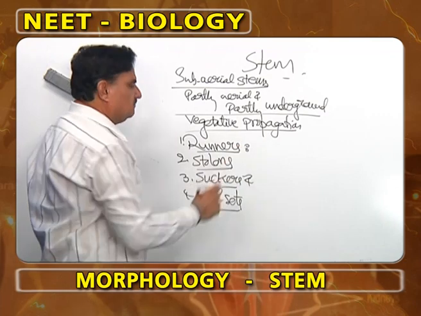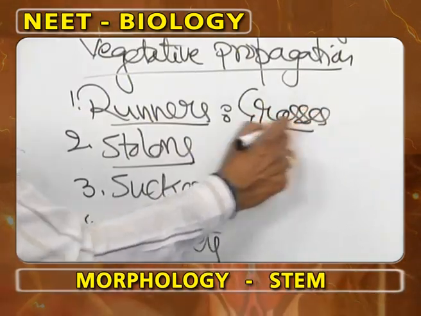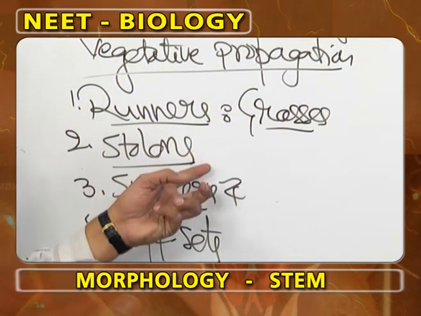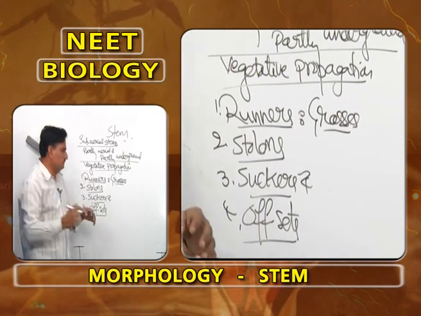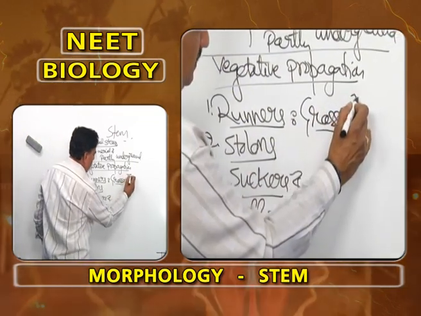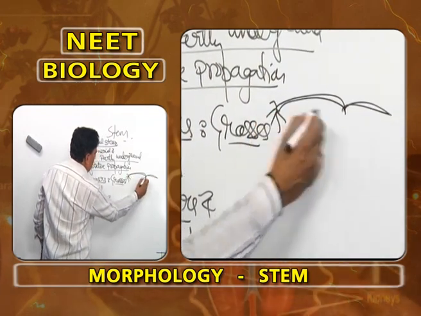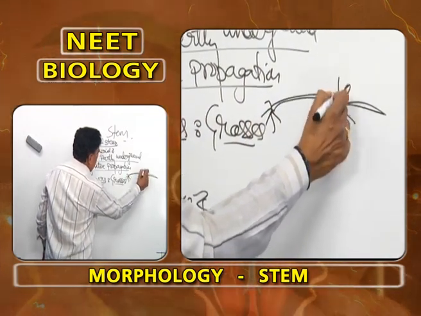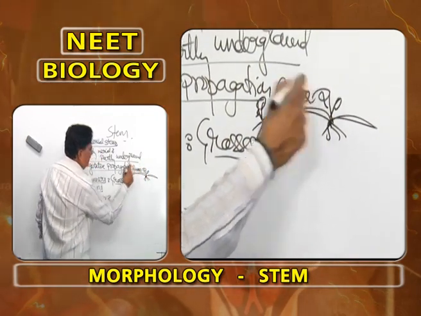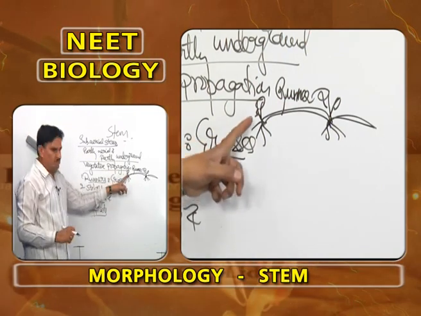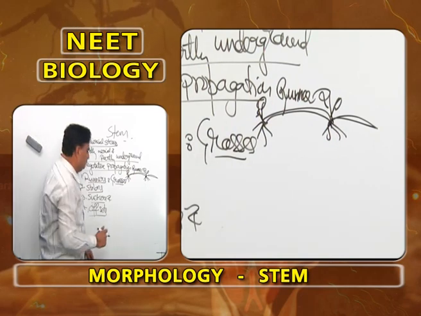First, runner. Runners are normally found in grasses. In many grasses, the stem is very weak, so the stem grows horizontally on the soil. Every stem shows a prominent node and a long internode. Whenever the node touches the soil, it develops adventitious roots and new plants. This special structure is called a runner, and whenever the internode cuts off from the node, along with the node, it helps in vegetative propagation.